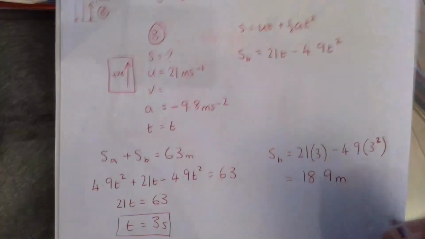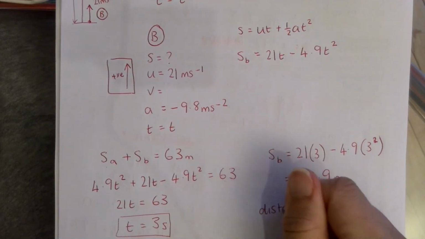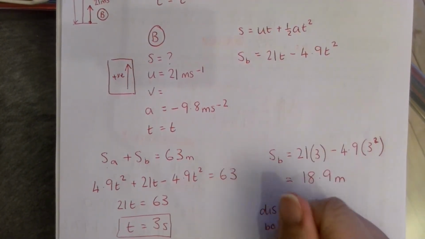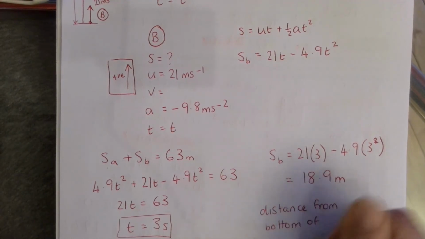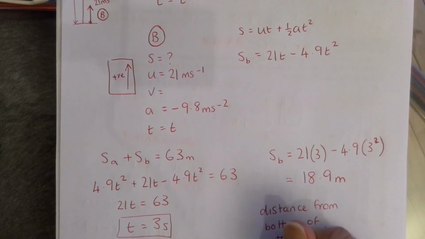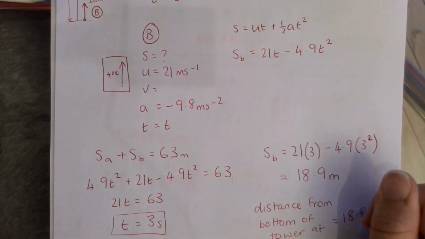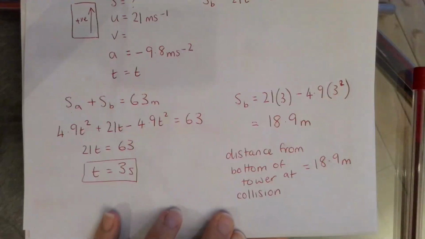So the distance from the bottom of the tower at the collision, or when the balls collide, might be a better way to put it, is 18.9 meters.